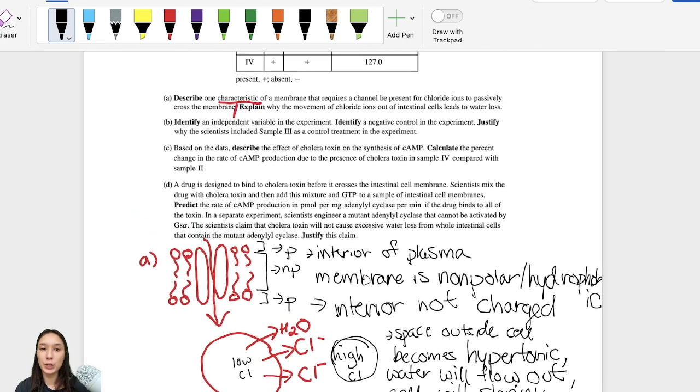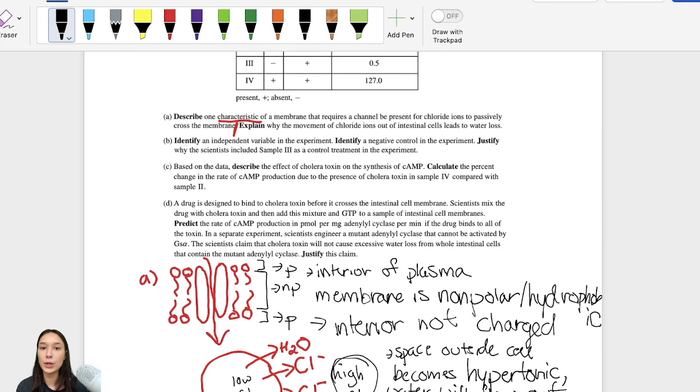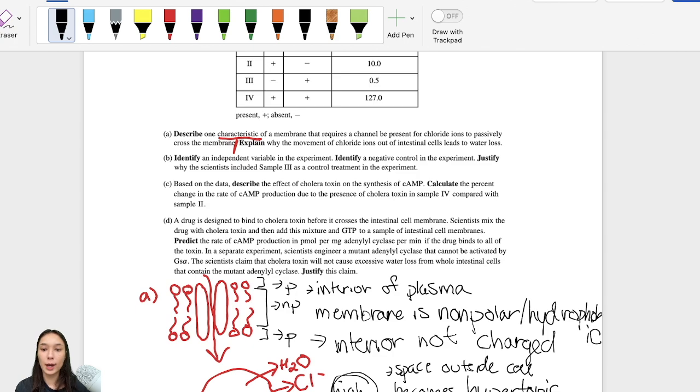It was a two-part question, 1 mark for each, the explain and then the describe one characteristic. Okay, so that one wasn't too bad. Now to get to B, it's looking like we're going to have to answer some questions about the variables. So B says, identify an independent variable in the experiment, and then we'll do the rest after.